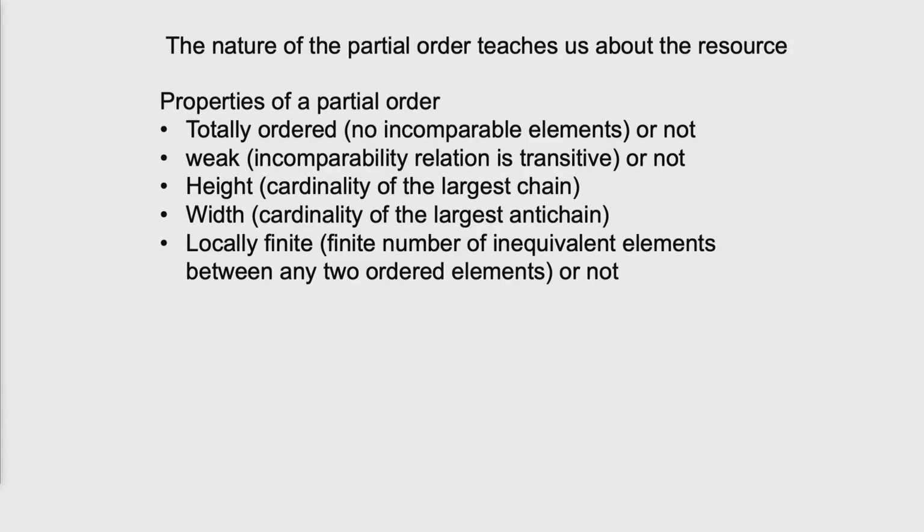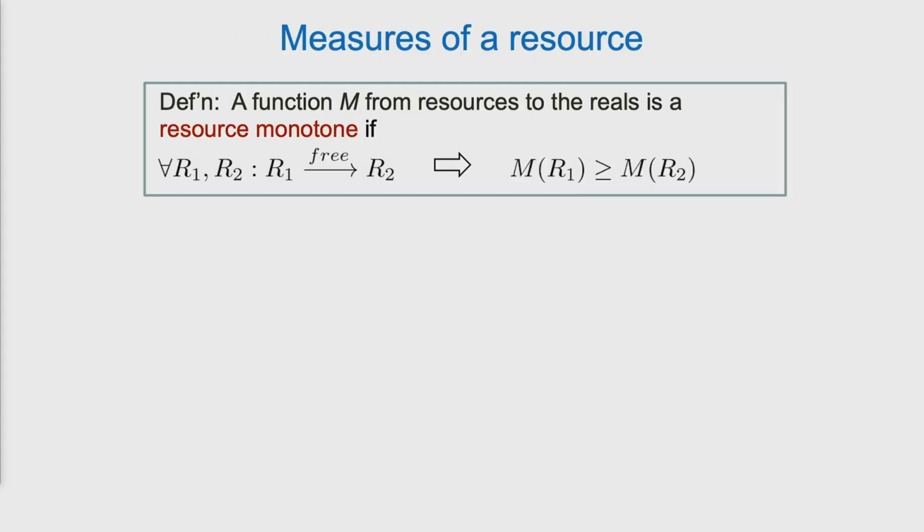There's a question of whether the incomparability relation is transitive or not. The height of the order would be the length of the longest chain. A chain is a set of elements that have arrows between them. An anti-chain is a bunch of things that are incomparable, so I might want to characterize the height or width of my partial order. Anyways, there's a bunch of properties you can look at that distinguish different types of partial orders, and that tells you something about the nature of your resource.